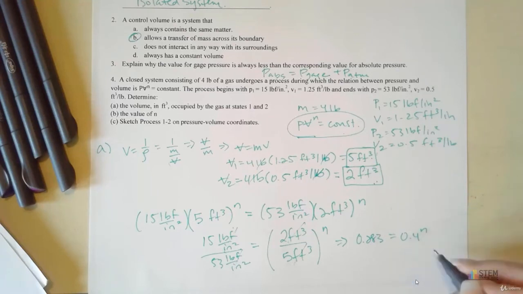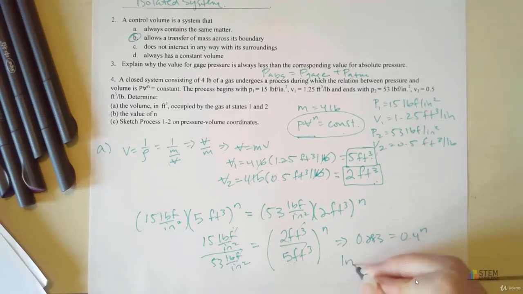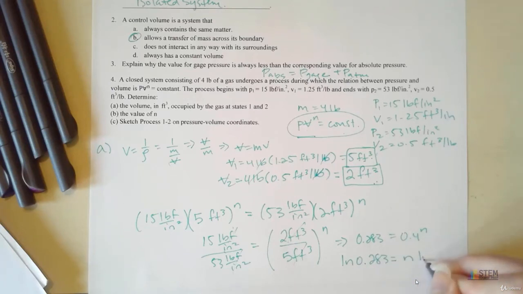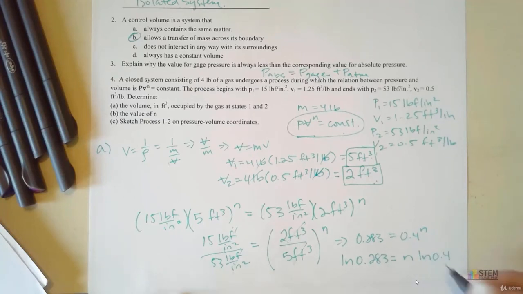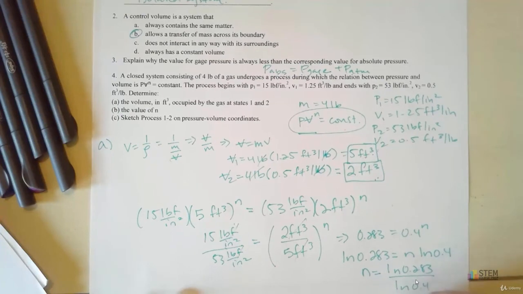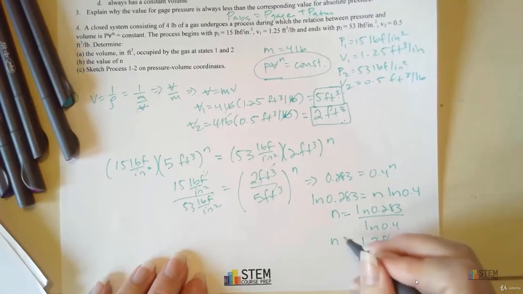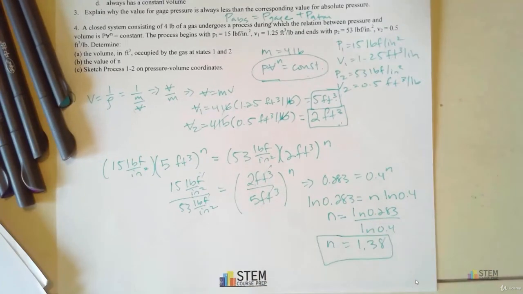And then with that, you can just use natural log to solve for N. So we'll have natural log of 0.283 equals N times the natural log of 0.4. So N then is going to end up being natural log of 0.283 over natural log of 0.4, which gives you 1.38. So there's your value of N. All right, so that's how you go about using that pressure-volume relationship to find N.